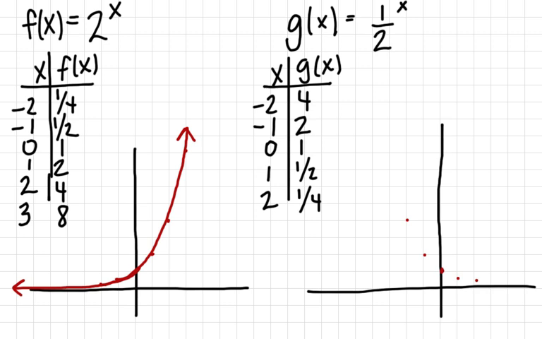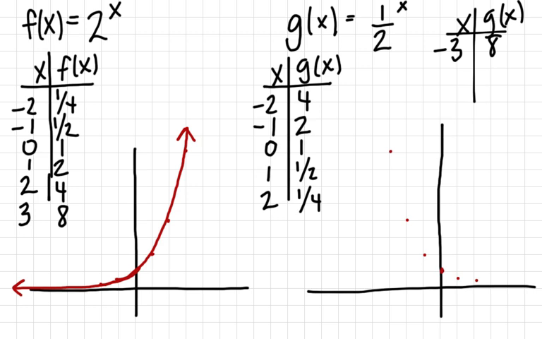So notice, I could go ahead and put some more values in my table if I wanted to. I could go farther to the left. I could input, say, -3 for x. And if I did, I'd end up with 1/2 to the negative third power, which would turn into 2 to the third power, so I'd be up at positive 8. So you could plot the point -3, 8.